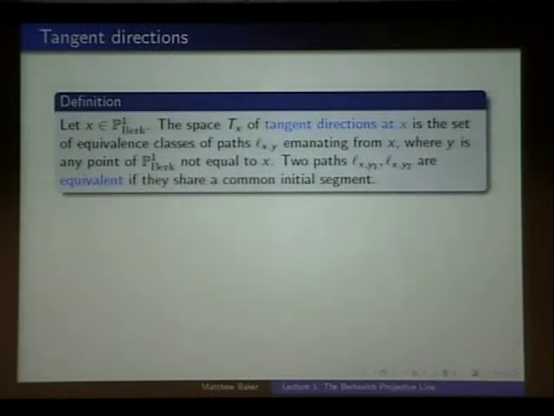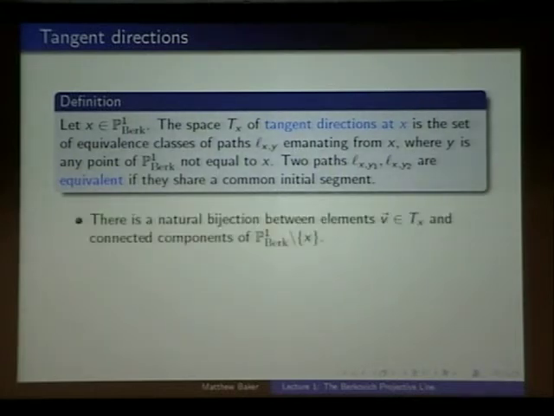Okay, so now I want to talk about the space of tangent directions at a given point, and that's what I was saying. If you're standing at a point of Berkovich space and looking around, what can you see? I'll write T_x for the space of tangent directions. It's really like a projectivized tangent space, because I don't have magnitudes for these vectors. The space of tangent directions is just the equivalence classes of paths emanating from x, where two paths are equivalent if they share a common initial segment. So this should be a sort of familiar definition of a tangent direction.